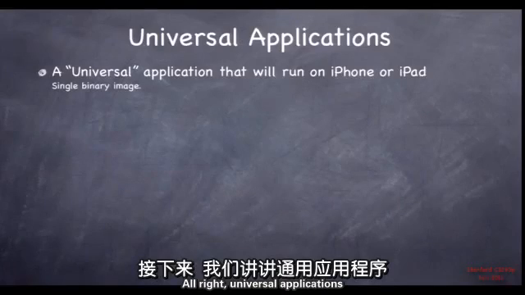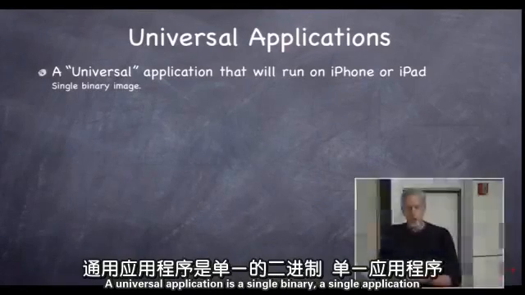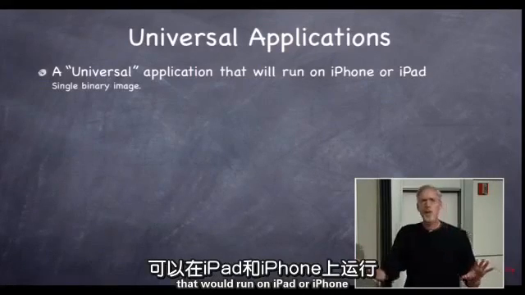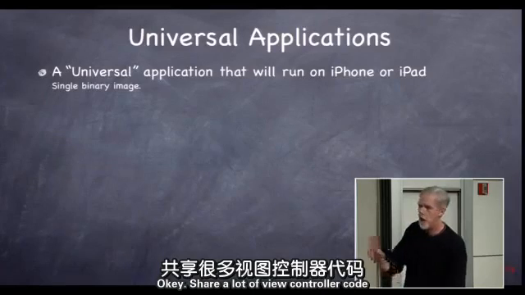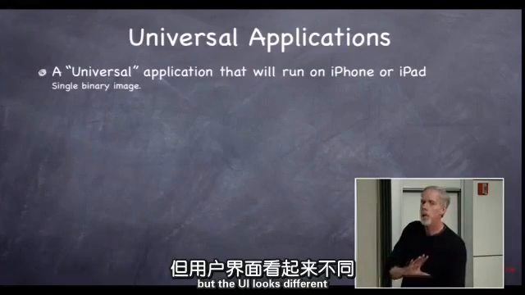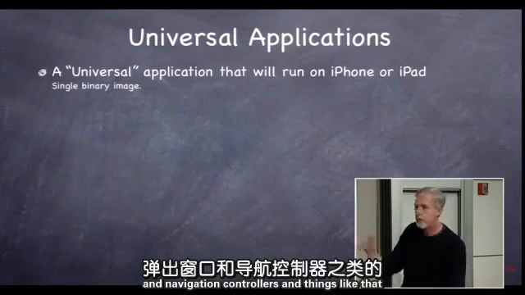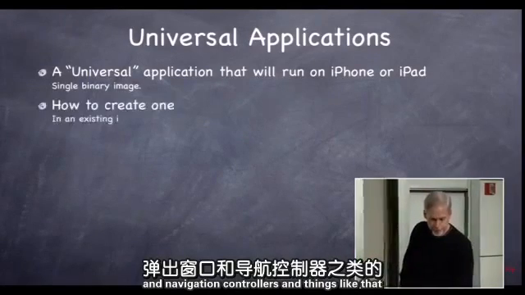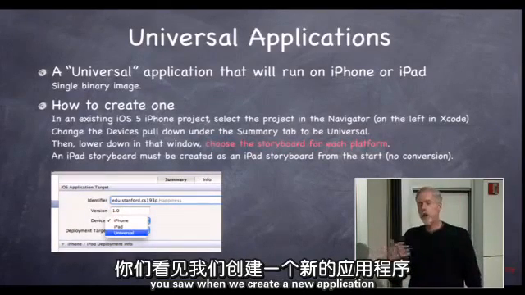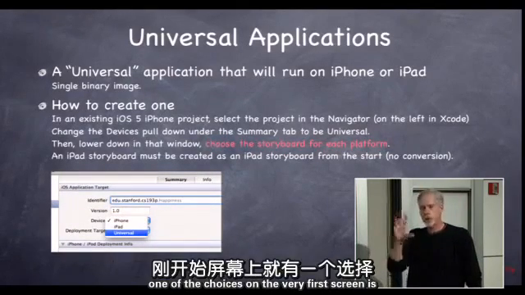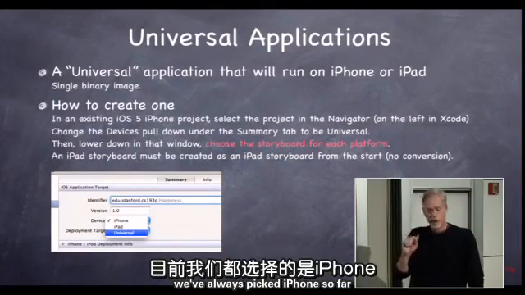All right, universal applications. I'll make this quick. A universal application is a single binary, a single application that will run on iPad or iPhone and do a different thing on each. Okay? Shares a lot of the view controller code, but the UIs look different because they're going to use split views and popovers instead of navigation controllers and things like that. You create one either by, when you saw when we create a new application, one of the choices in the very first screen is you want this to be universal or iPhone and iPad. We've always picked iPhone so far.